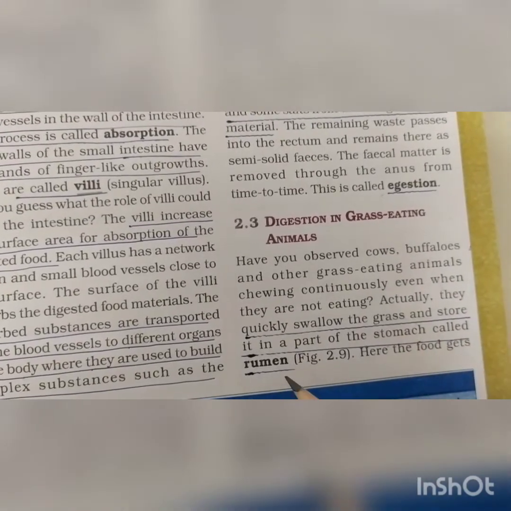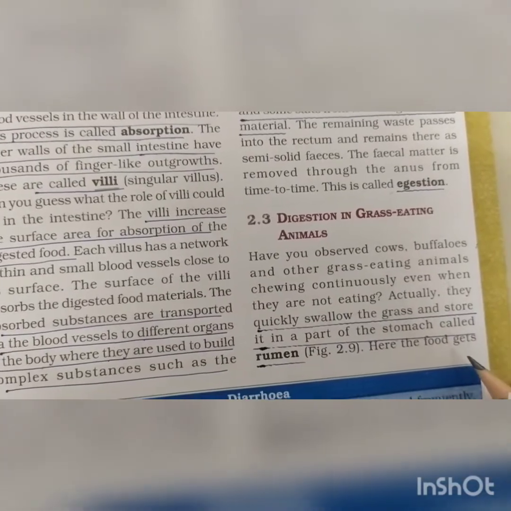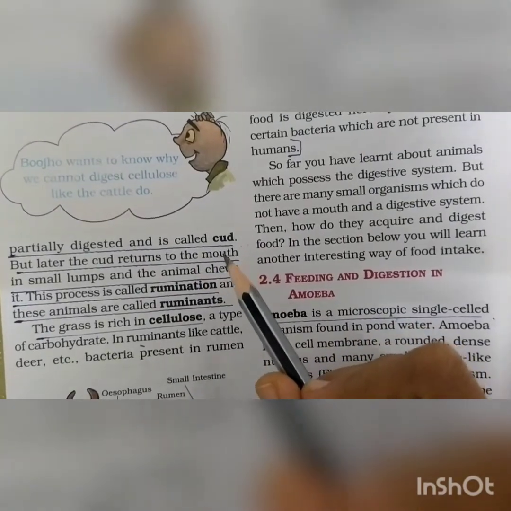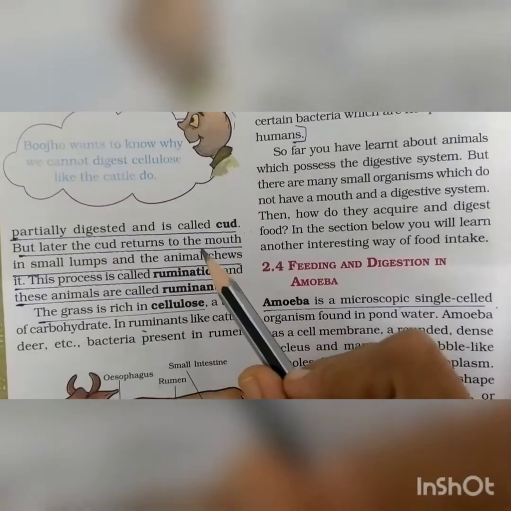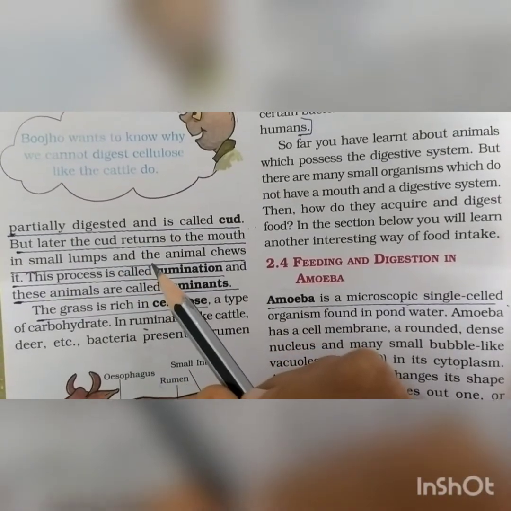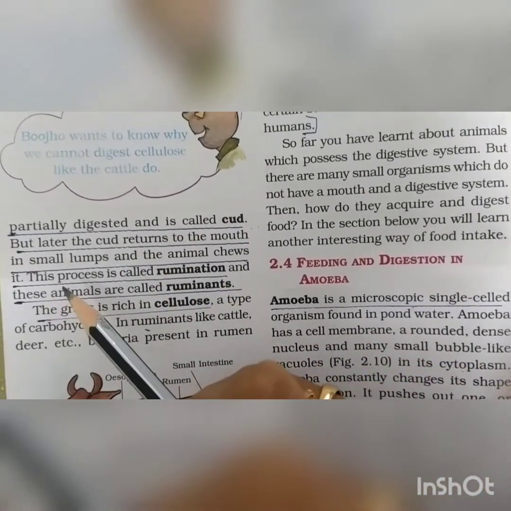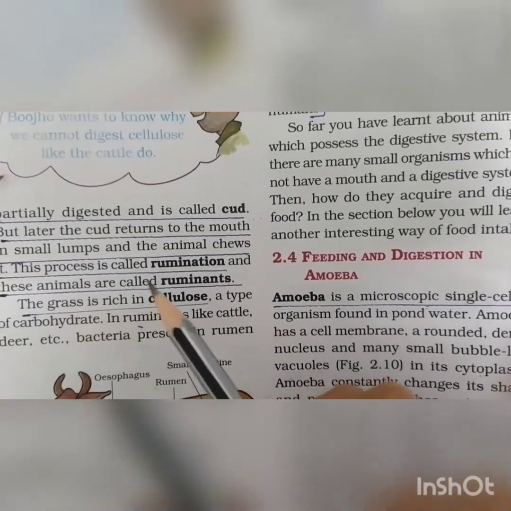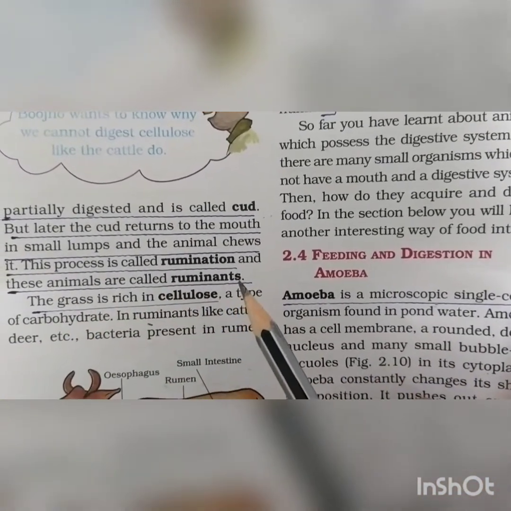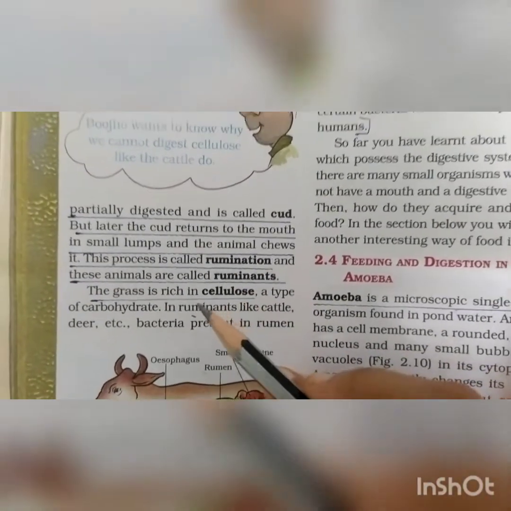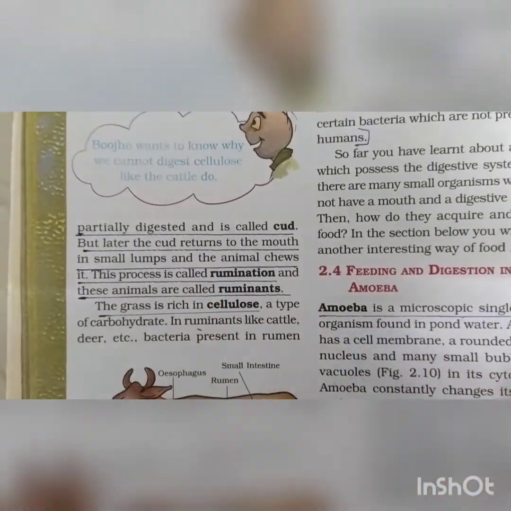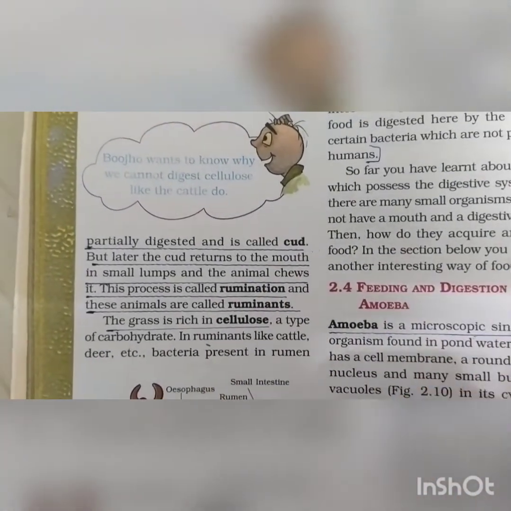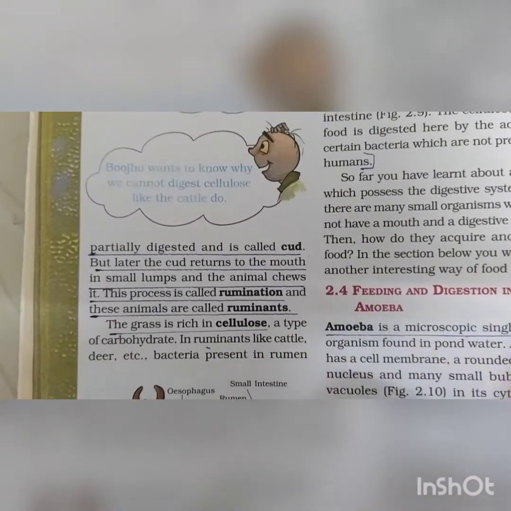Underline the sentence: they quickly swallow the grass and store it in a part of the stomach. It is called rumen. Here, the food gets partially digested and is called cud. But later, the cud returns to the mouth in small lumps and the animal chews it. This process is called rumination, and these animals are called ruminants. Here, we can see some animals, that is cows, buffaloes and other grass-eating animals, chewing continuously even when they are not eating.